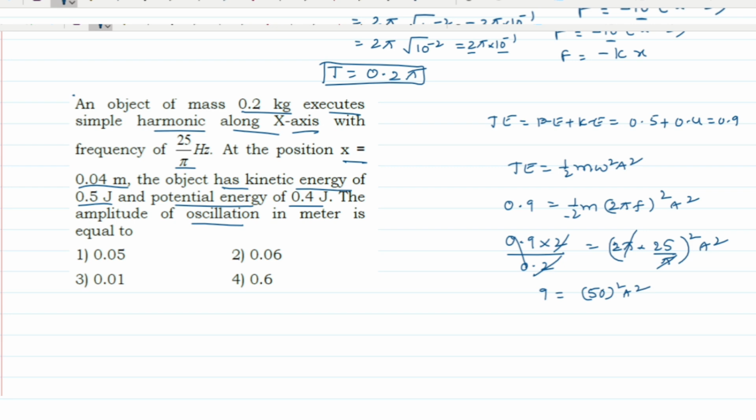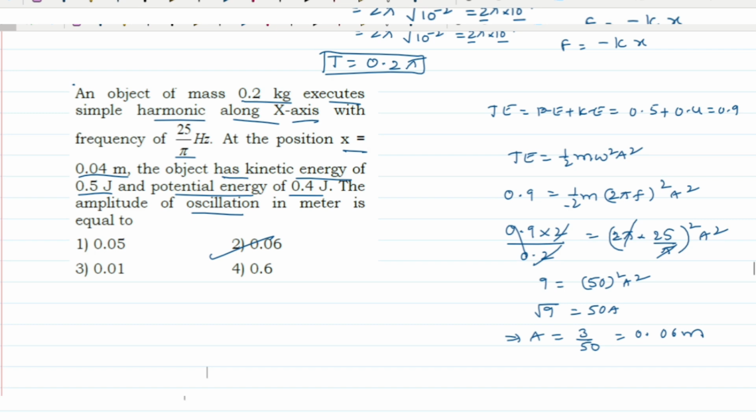Then if I take the square root on that side, this becomes 50, and here root 9 becomes 3. That means here a equal to 3 by 50, so it's nothing but 0.06 meters. Amplitude will be 0.06 meters, that is the correct answer.